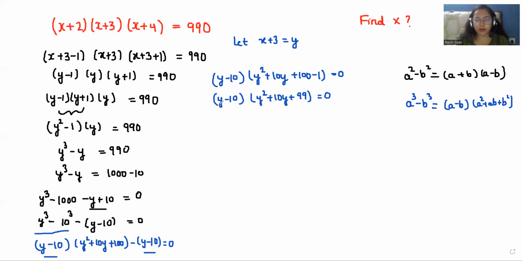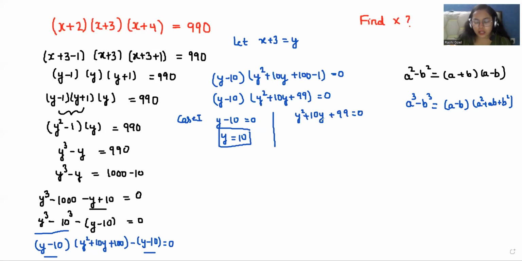Now we have two values. So we have two cases. Case 1: y minus 10 is equal to 0. That means y is equal to 10. Case 2: y square plus 10y plus 99 is equal to 0.